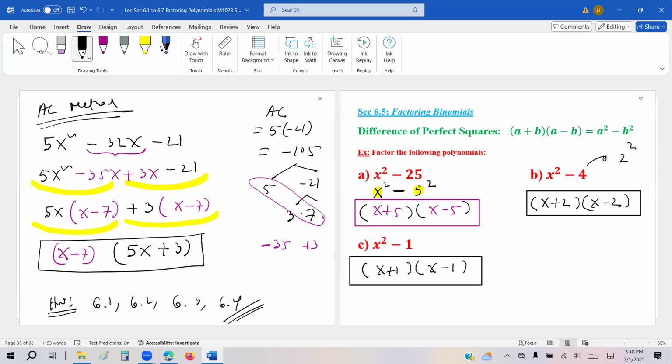We call them conjugates. When you have the same 2 terms, just their signs are different, they are called conjugates. So these are conjugates. So anytime you multiply two conjugates, you get their squares and minus between them. You get difference of perfect squares.